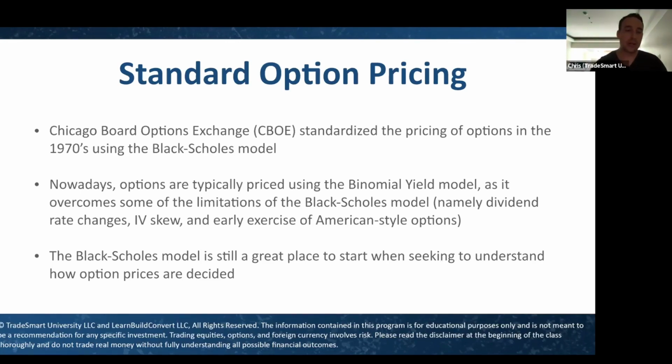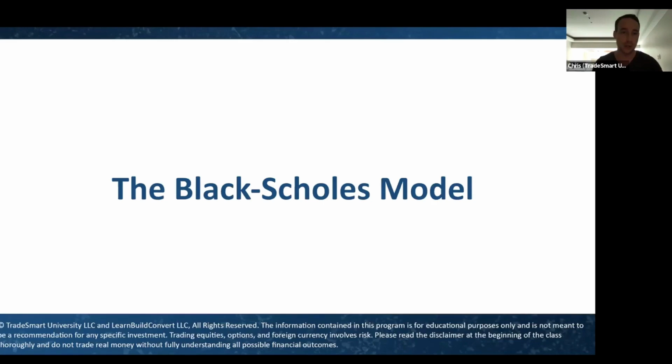All right, last point here, the Black and Scholes model, it's still a great place to start, even though it's a little outdated and we don't use it in our modern day modeling for option prices. It's still a great place to start when we're looking to understand how option prices are decided, because this is where things like the Greeks come about. So if we understand the inputs to the Black and Scholes model, we'll understand how options are priced, even though the later models tweak things a little bit, the foundation is still there from the Black and Scholes model. So we're going to talk about it real quick.